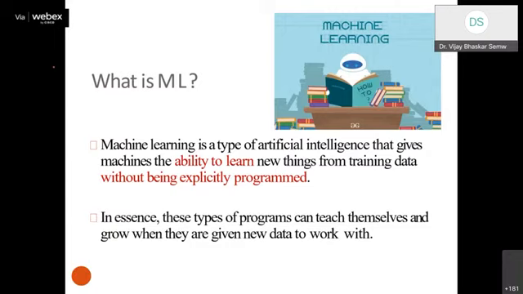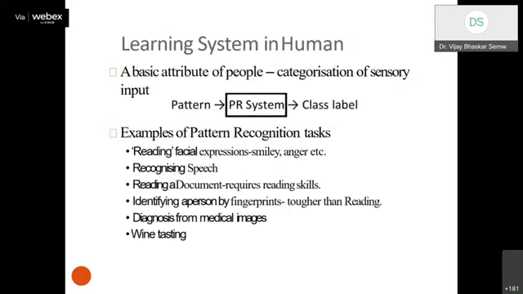In this case, what is happening? They are having data, and based on data, you are learning the task. Suppose you are preparing taxation systems or healthcare modules, at that time you require such a category of data. The learning system involves a few things. First, you require the data, and data should have patterns. Without pattern, you cannot repeat or mimic something. So a basic attribute of people is categorization of sensory input.